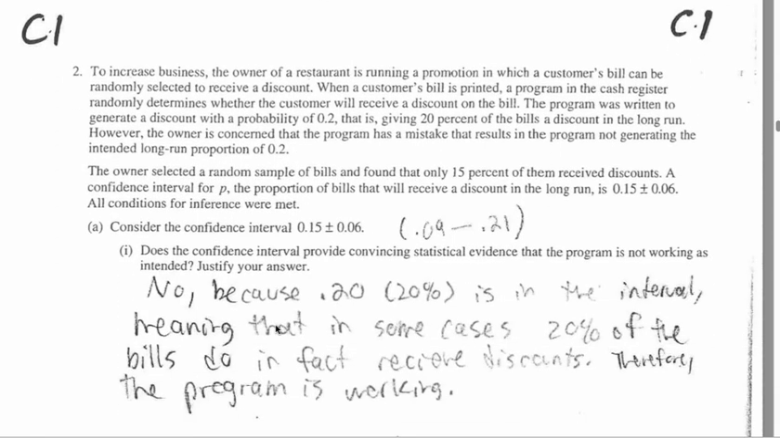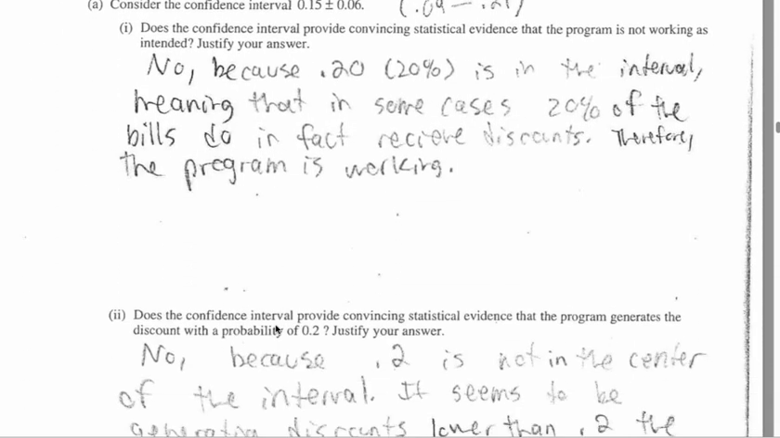Last student, student C, part AI, they said no because 0.2 is in the interval, and had they stopped right there, that would be full credit. They didn't need to write any more. That's probably the shortest answer that you could give that's correct. So they got it right, but they kept writing, so we have to keep reading.